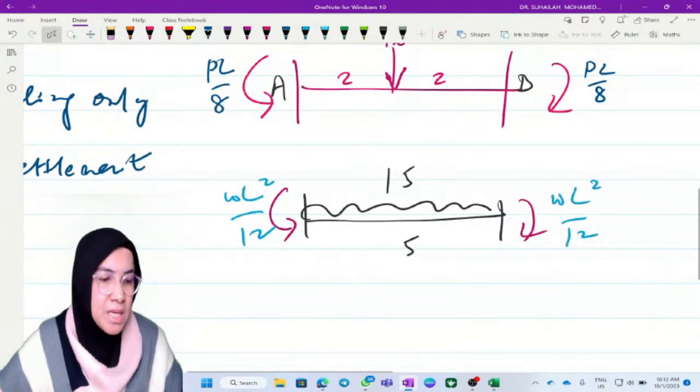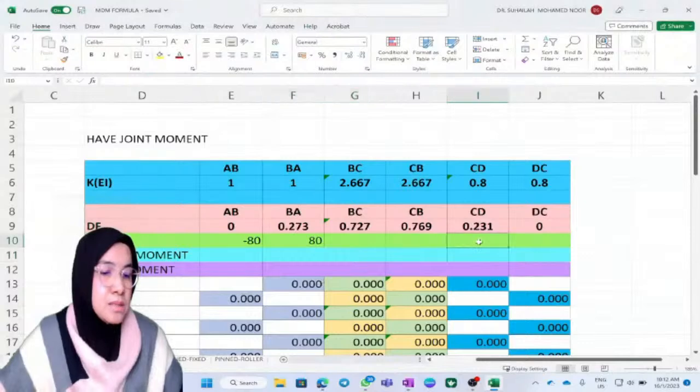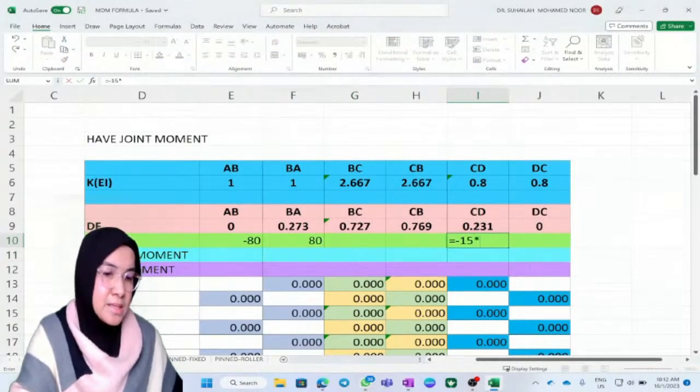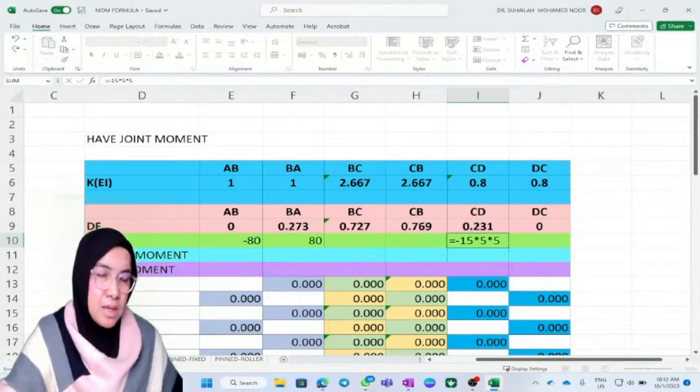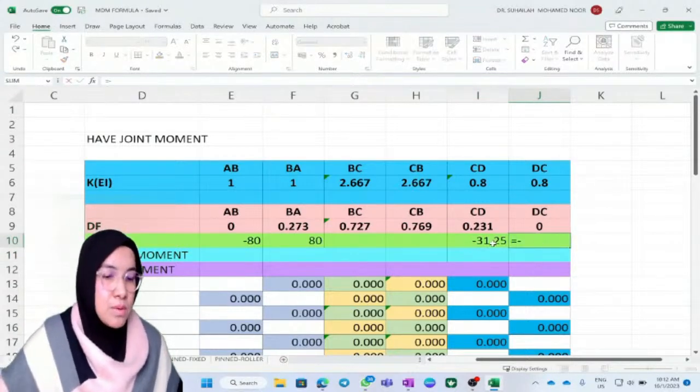W is 15. Length is 5 times 5. WL squared over 12, with one negative and one positive.